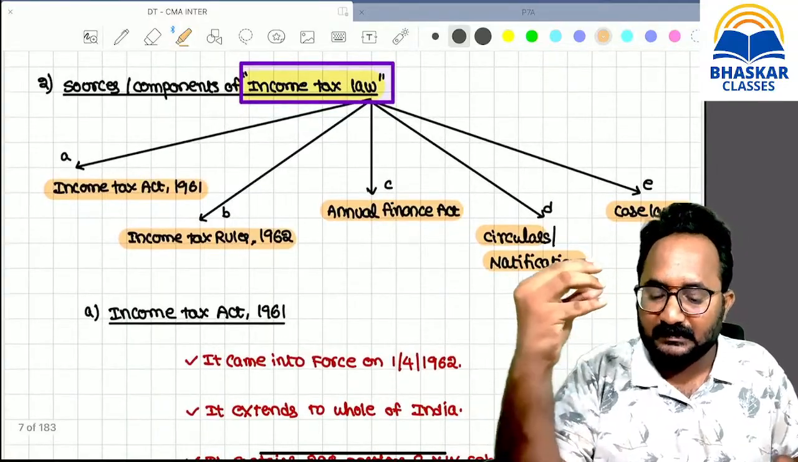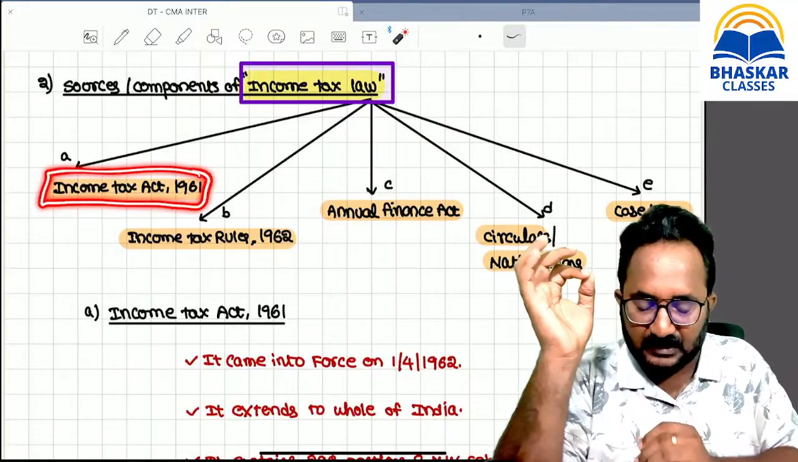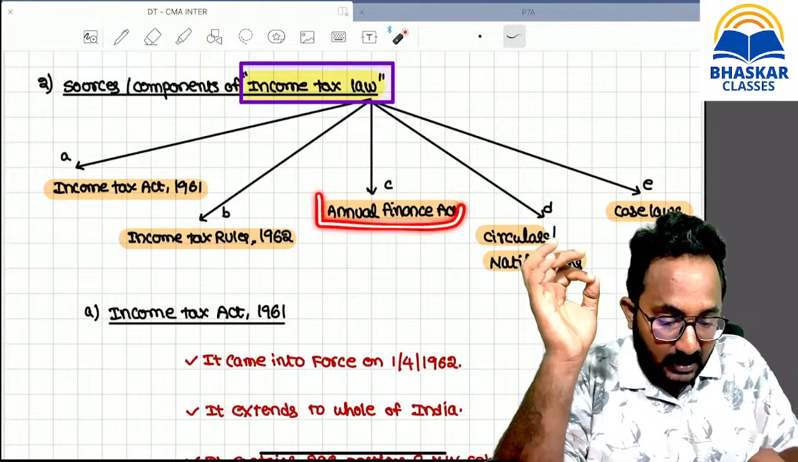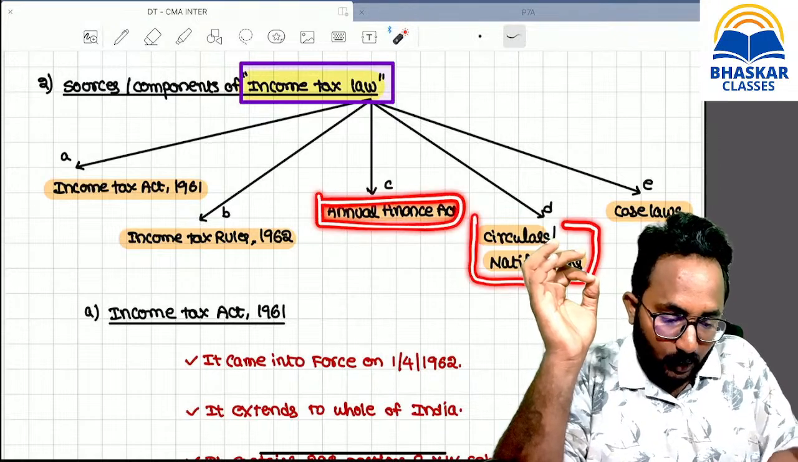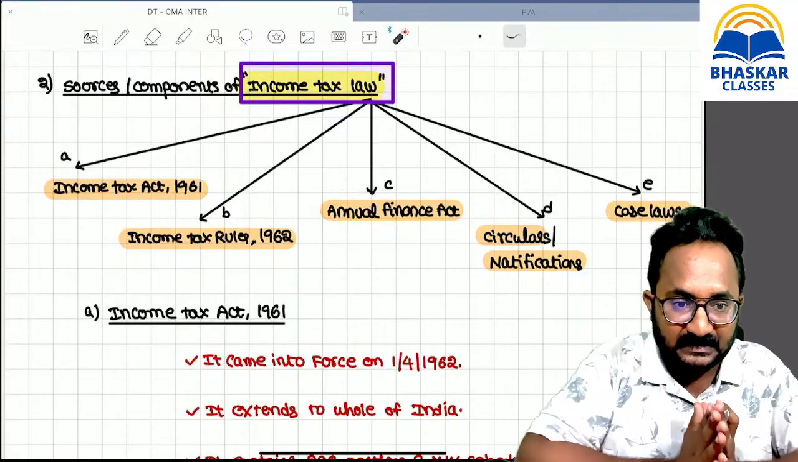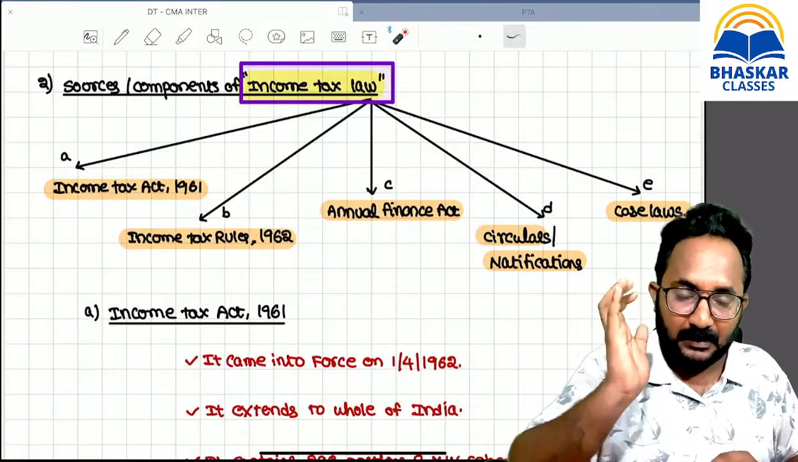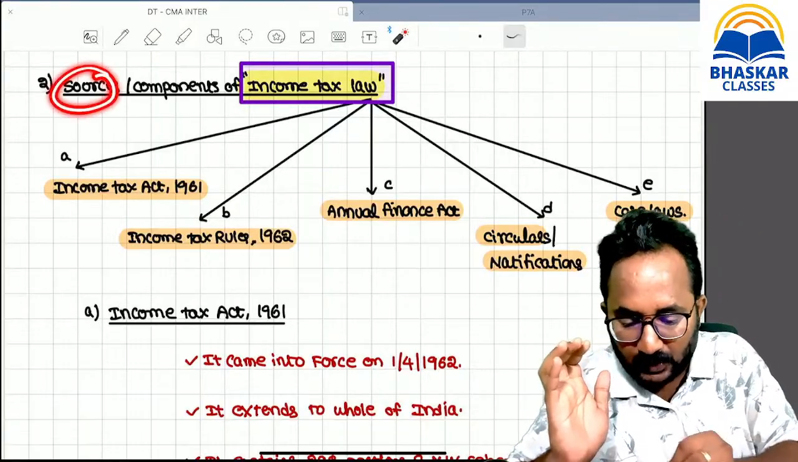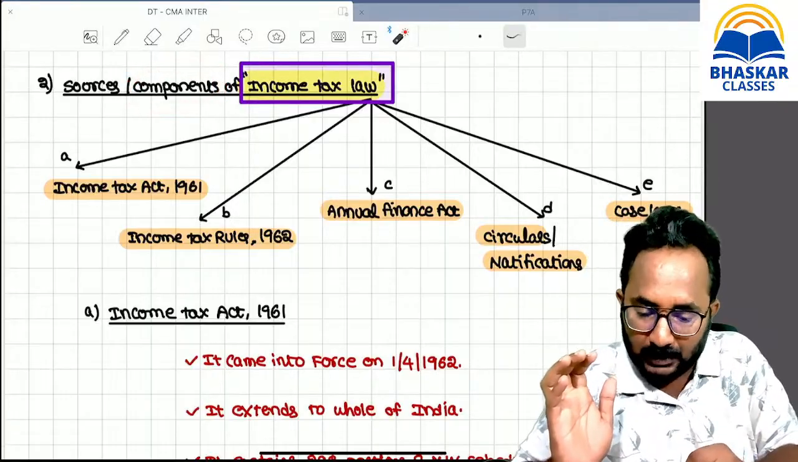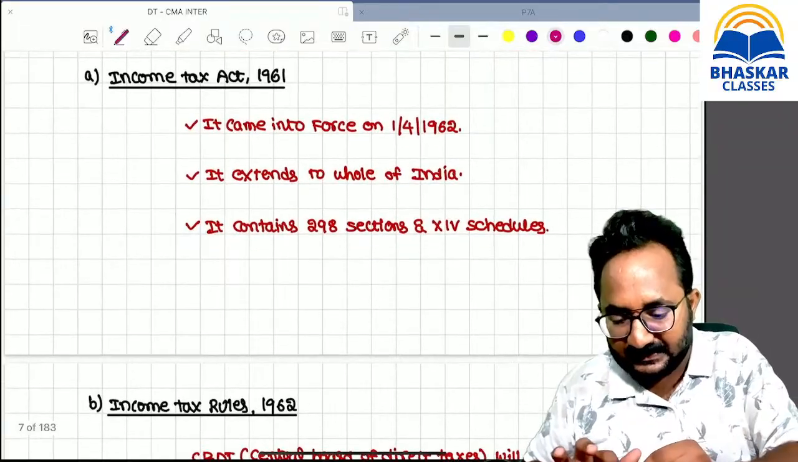What are the sources and components? You have to read the Income Tax Act 1961 completely, then the Income Tax Rules 1962, Annual Finance Act, circulars and notifications, and case laws. If you have clarity about all these things, you will definitely get knowledge about the income tax law. What components do I have to read in order to understand the income tax law? The first one, Income Tax Act 1961.